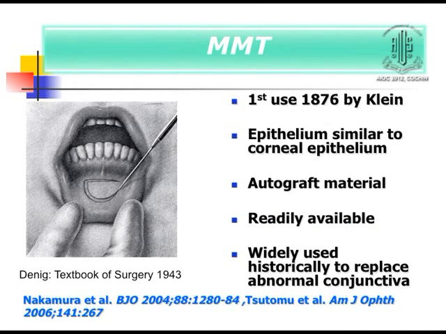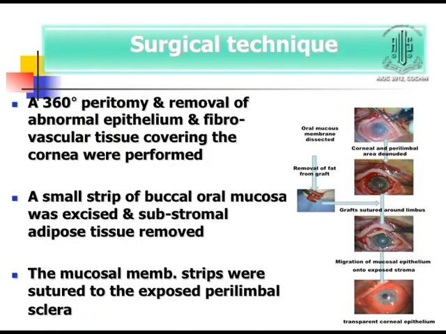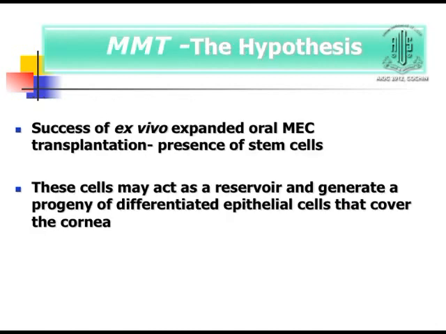Then the last one is mucous membrane transplant. It was introduced by Klein in 1876. Why is it indicated? Because the epithelium is similar to corneal epithelium. It is autograft material and it is readily available. The surgical technique is the same as your limbal cell transplant, except that instead of limbal stem cells, you have to get the buccal mucosa and put it over the area.